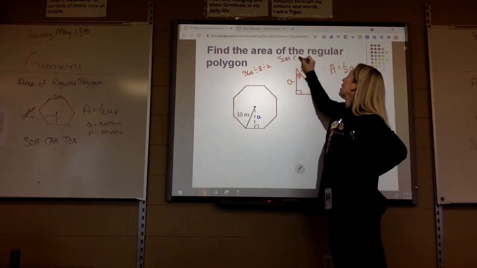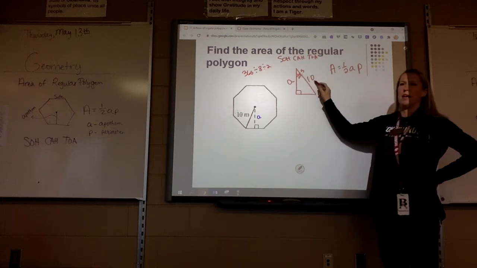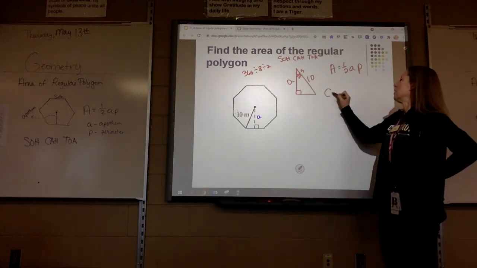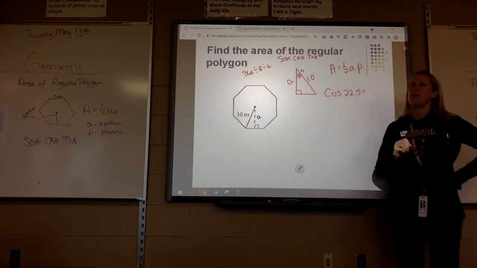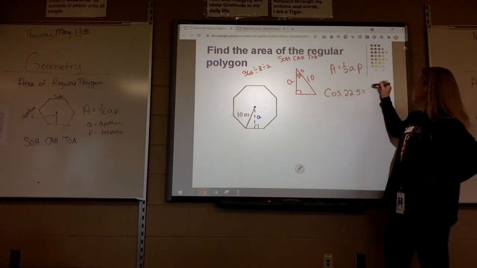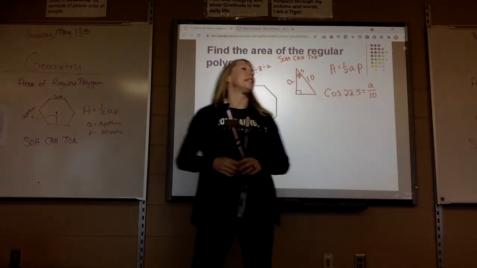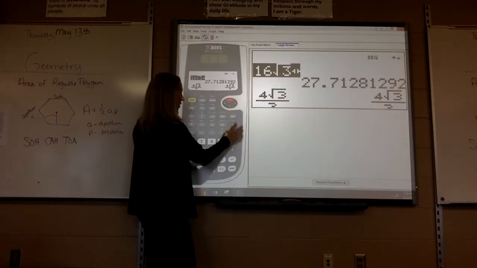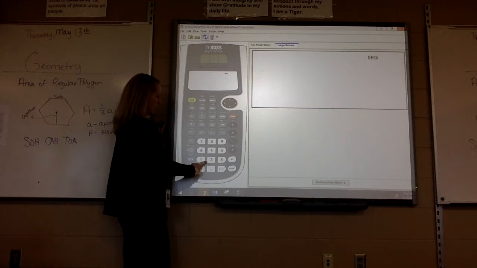Some old hippie caught another hippie tripping on acid. Which one is adjacent and hypotenuse? Cos. So cos 22.5. I have to put A over H. So A over 10. 10 times cos 22.5. Let's all do it together so you guys can keep everything in your calculator.